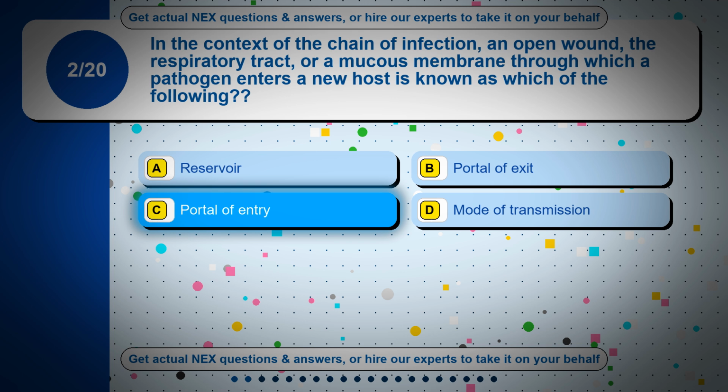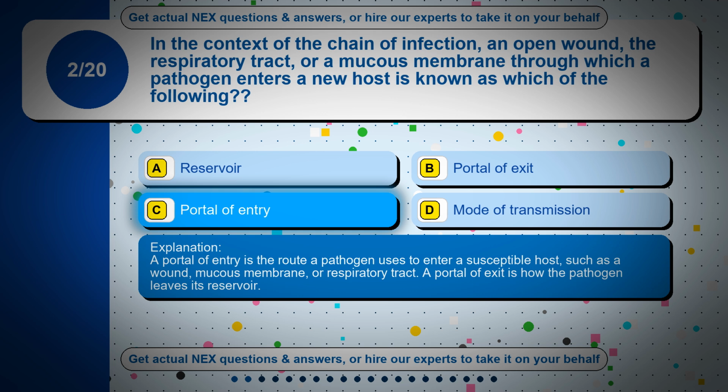Portal of entry. A portal of entry is the route a pathogen uses to enter a susceptible host, such as a wound, mucous membrane, or respiratory tract. A portal of exit is how the pathogen leaves its reservoir.